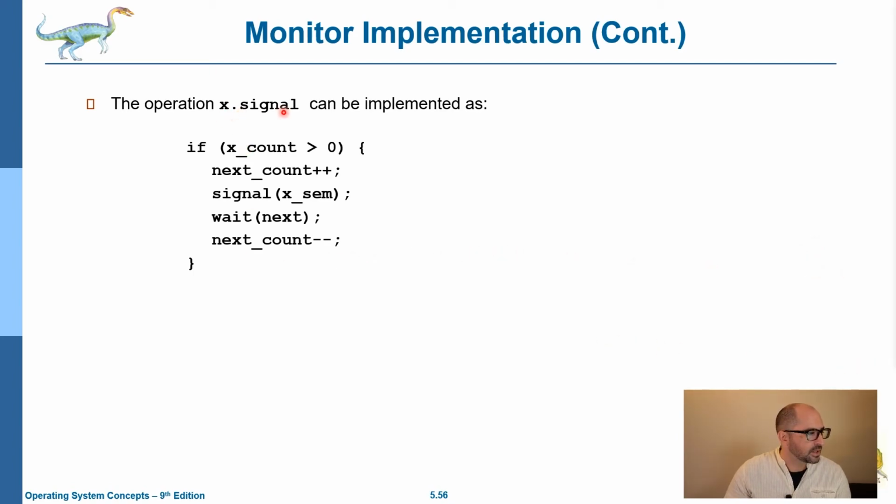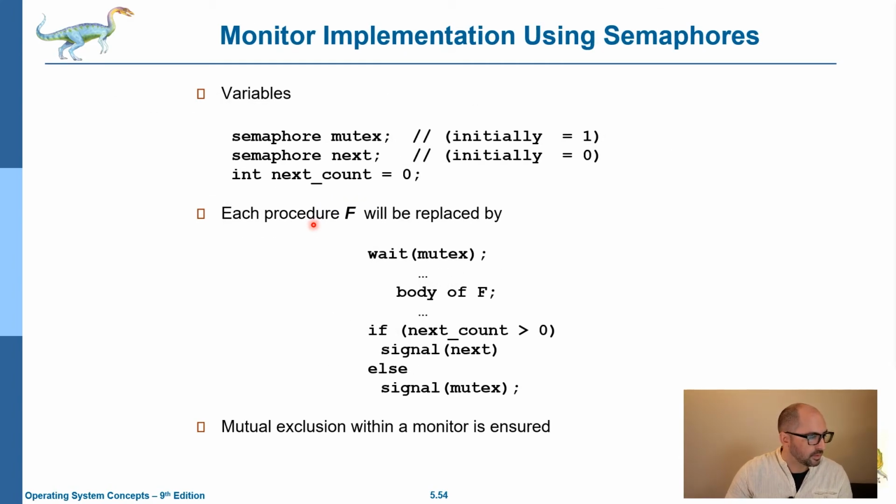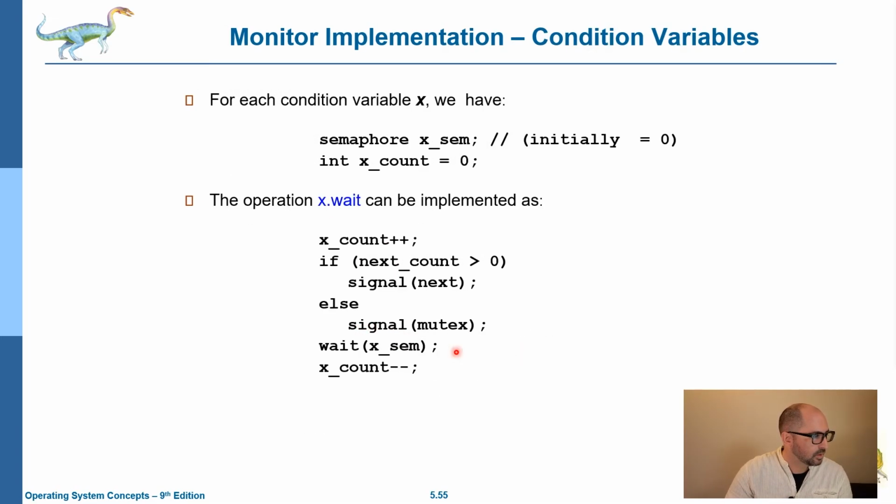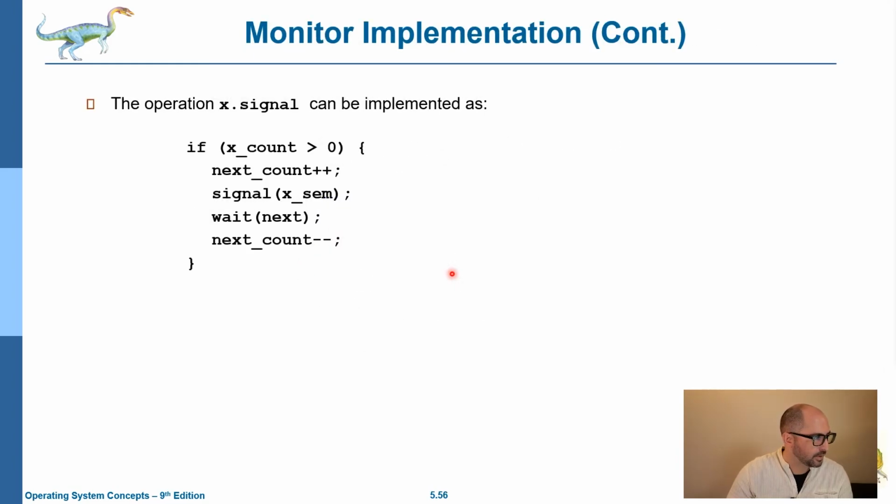So the process that signaled the variable will be waiting on next. Next will be signaled because next starts at value 0. It will be signaled either by a function call being completed, that's when we will signal, or by a process waiting on that same variable. And after it's received that wait then the next count will be decreased and the process that's signaled can continue.